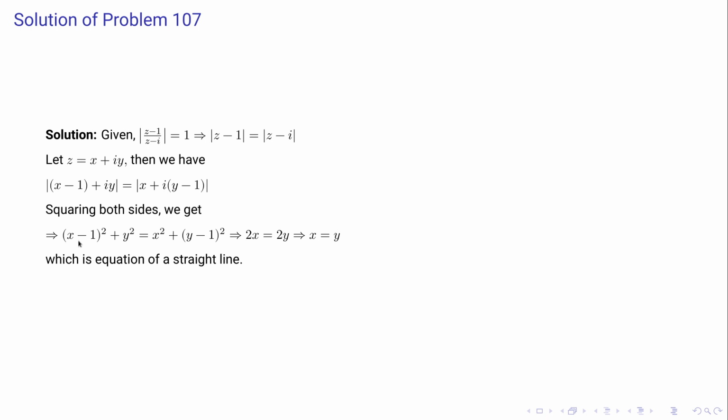We get on left hand side x minus 1 whole square plus y square, and on right hand side x square plus y minus 1 whole square. So x square will get cancelled, y square will get cancelled, 1 will get cancelled. On left hand side we will have minus 2x, on right hand side we will have minus 2y. That is 2x is equal to 2y or x is equal to y, which is the equation of a straight line.